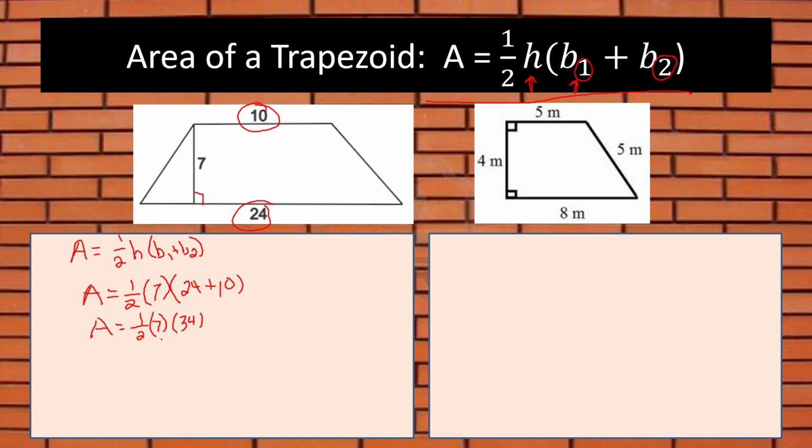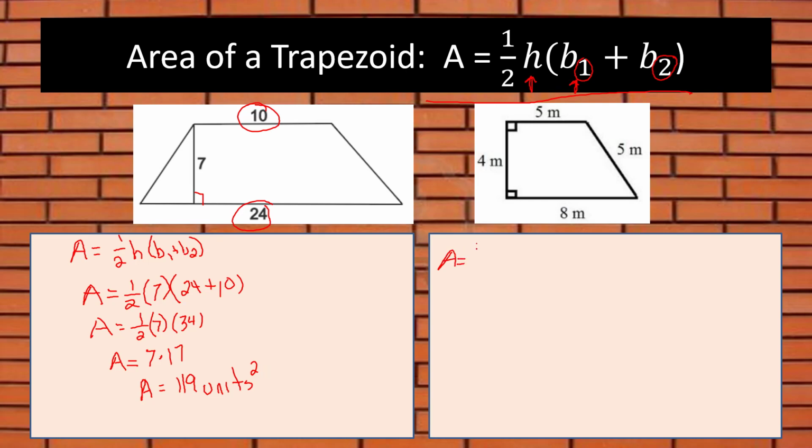And since multiplication is commutative, we can say 1/2 of 34. So our area is equal to 7 times 17, which gives us a total area of 119 inches squared, miles squared, yards squared. We don't know. We weren't told. So in this case, it's just going to be units squared. Next problem.